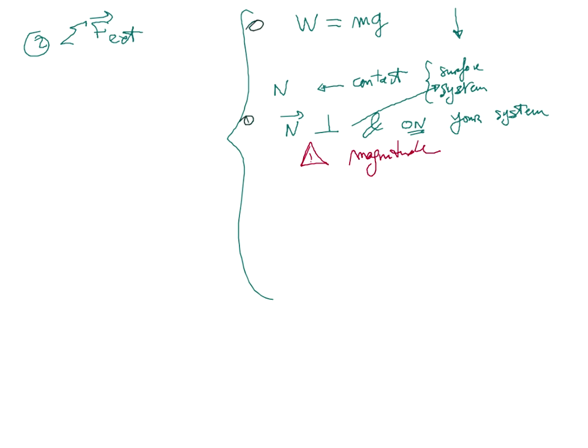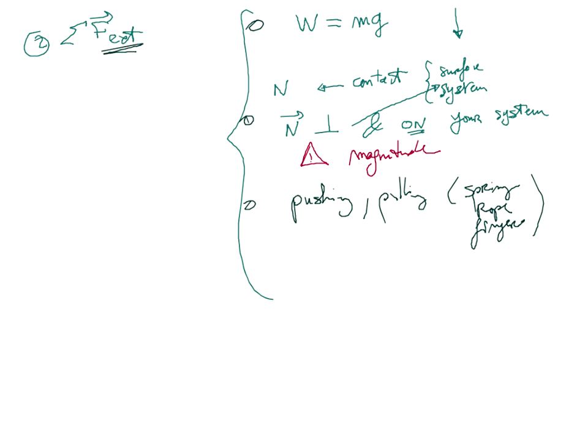Second, any pushing or pulling, such as a spring, a rope, a finger, whatever. Usually those are given to you in the problem. And remember, all those forces are external to your system, act on your system, and are contact forces. So they're usually very identifiable.